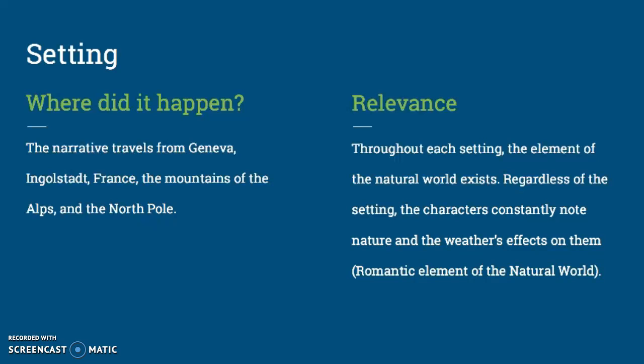So, the novel Frankenstein was written during the Romantic era of literature, and when I say romantic, I don't mean like love romance. It's more about nature and the grandness of your surroundings. It also has some Gothic influences, but the focus on nature really reflects the romanticism within the novel.